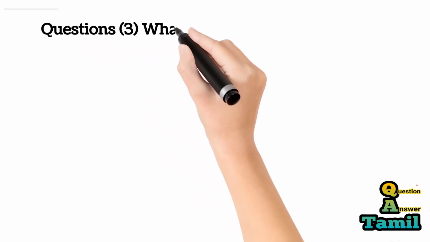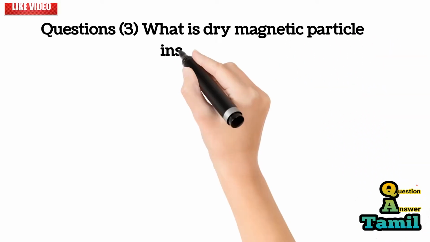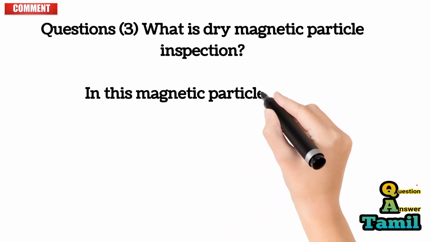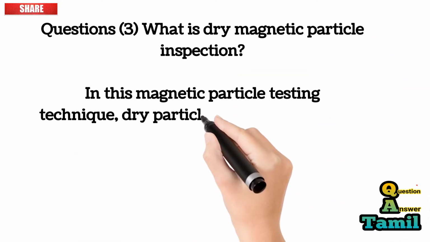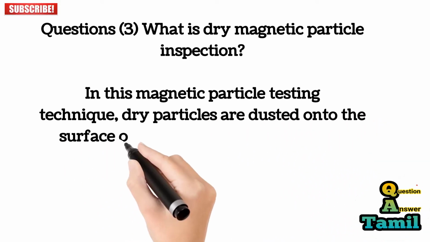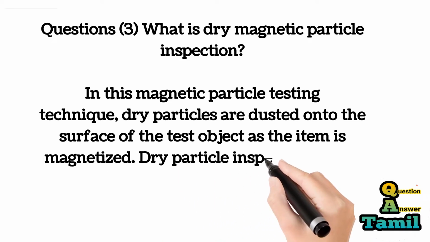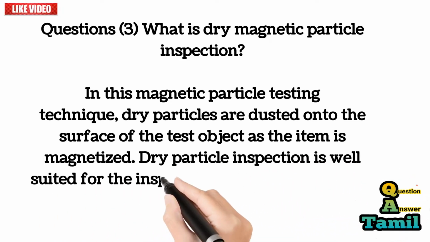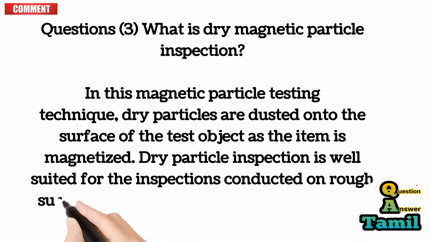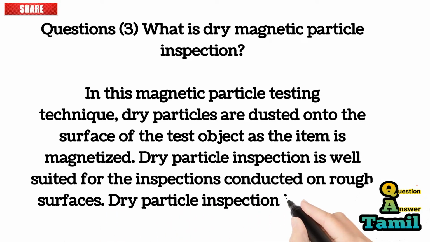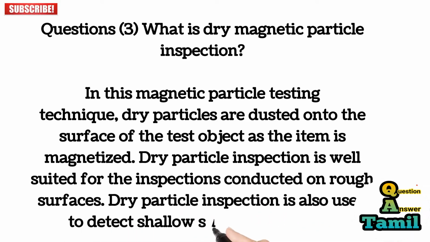Question 3. What is dry magnetic particle inspection? In this magnetic particle testing technique, dry particles are dusted onto the surface of the test object as the item is magnetized. Dry particle inspection is well suited for the inspections conducted on rough surfaces. Dry particle inspection is also used to detect shallow subsurface cracks.